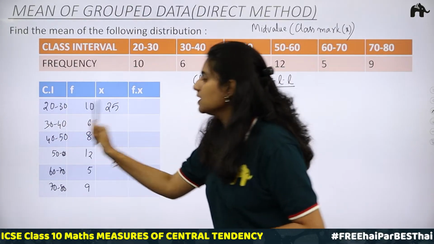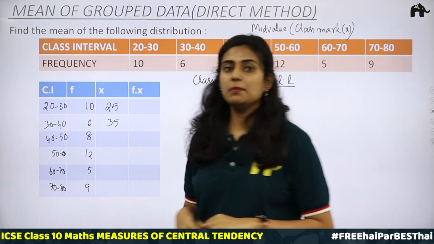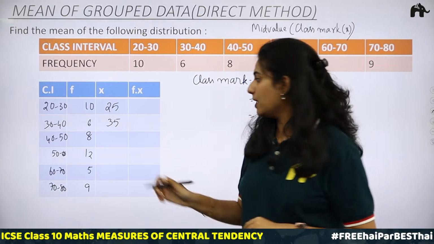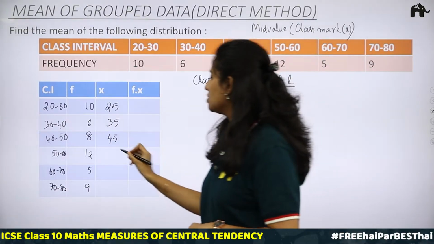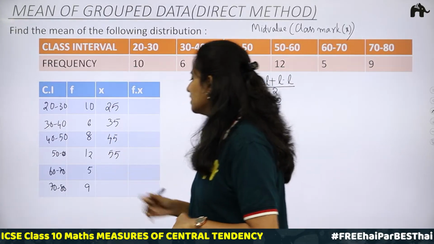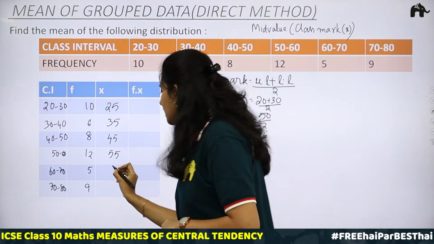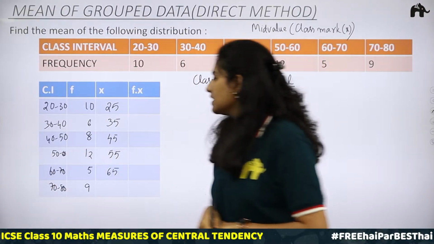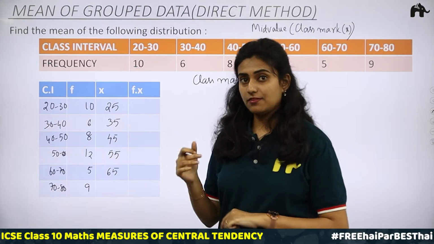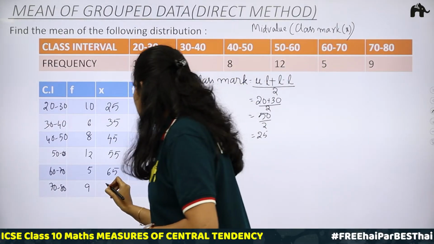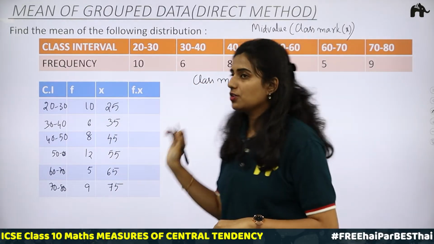Next, 30 plus 40 is 70, 70 divided by 2 is 35. 40 plus 50 is 90, 90 by 2 is 45. 50 plus 60 is 110, by 2 you get 55. 60 plus 70 is 130, 130 divided by 2 is 65. Then 70 plus 80 is 150, 150 divided by 2 is 75. Next, take the product in order to get fx.